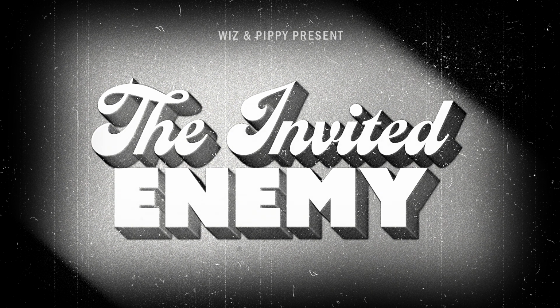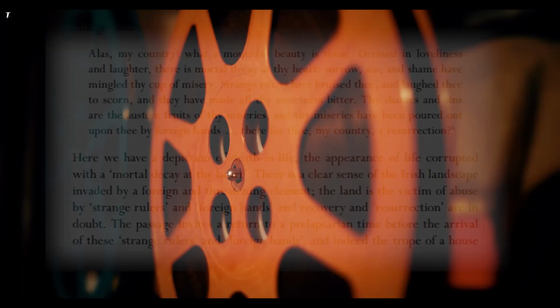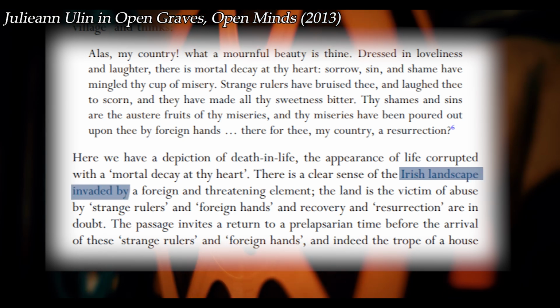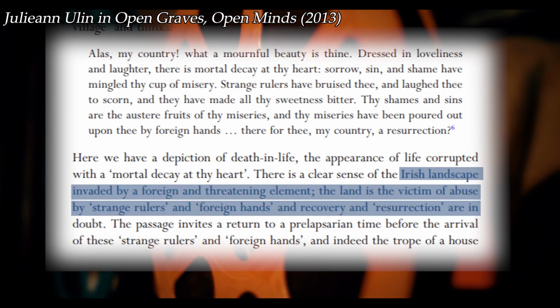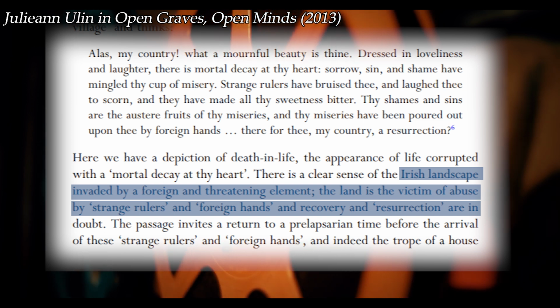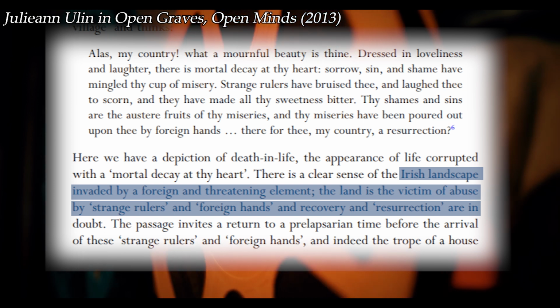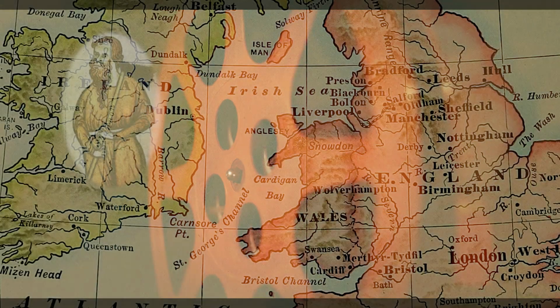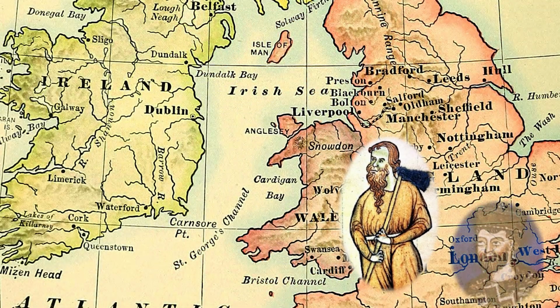Professor Julianne Olin, in her essay In Open Graves, Open Minds, discusses how vampire literature, particularly the work of Irish authors like Le Fanu, often draws on themes from Irish history. Carmilla is a prime example of this, reflecting anxieties about colonialism and invasion. Dr. Olin points to motifs of the colonization of Ireland by the English in Le Fanu's writing. Olin is referring to the actions of Mac Murchada, King of Leinster, who petitioned the English crown for assistance after he was deposed.